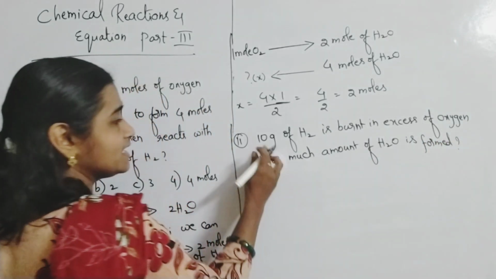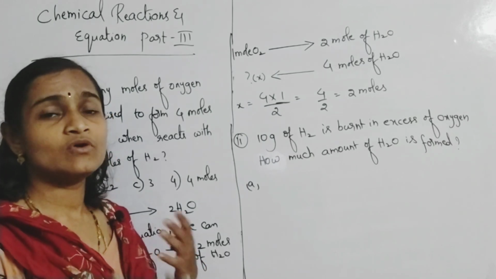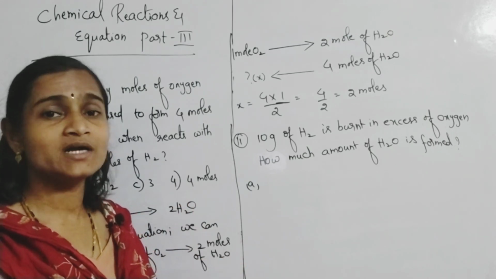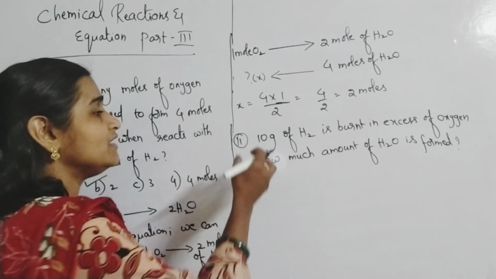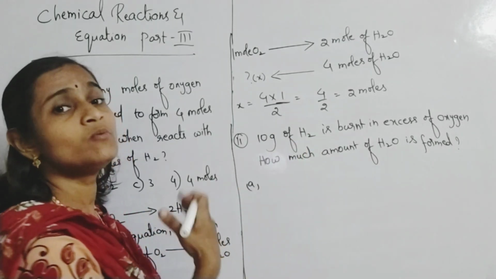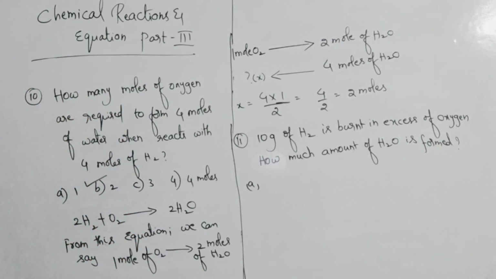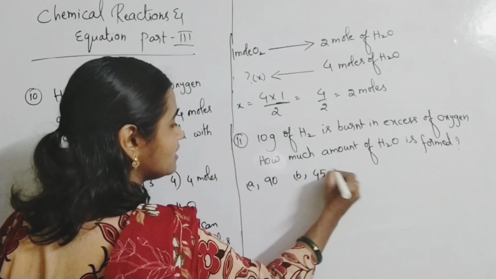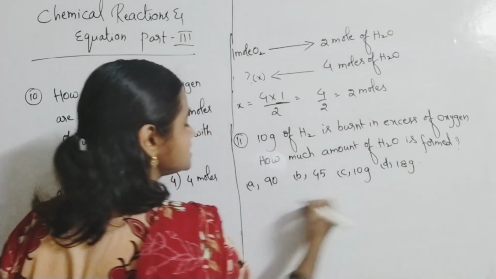Did you understand? 10 grams of hydrogen is burnt in excess of oxygen. If you are burning hydrogen and oxygen, the substance formed is water only. So you have to write a balanced equation, and find out how much water is formed. Options given are 90, 45, 10 grams, 18 grams. Okay, this is your question.